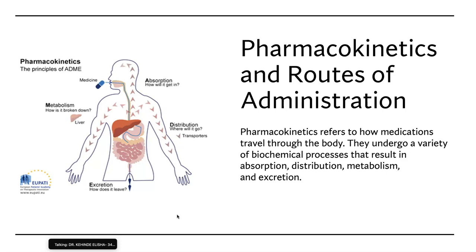So what are the processes under pharmacokinetics? It is the biochemical processes that result in absorption, the distribution, the metabolism, and the excretion. So to absorb is to take it in, and now your body is absorbing it. To distribute is to spread through your body. To metabolize is to break it down. To excrete is to come down from the other end. That is all it means.